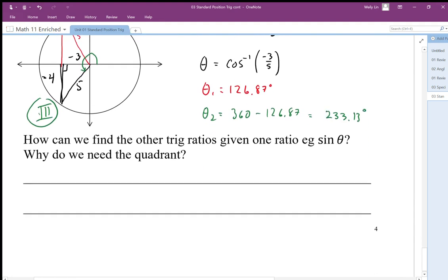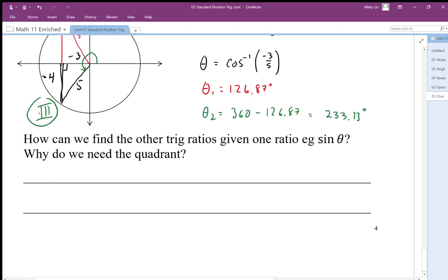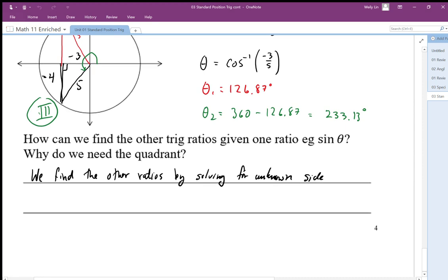So how can we find the other trig ratios given one ratio, say sine? Why do we need the quadrant? We find the other ratios by solving for the unknown sides, and we try to keep those in exact value. Why do we need to know the quadrant? So we need to know the quadrant.